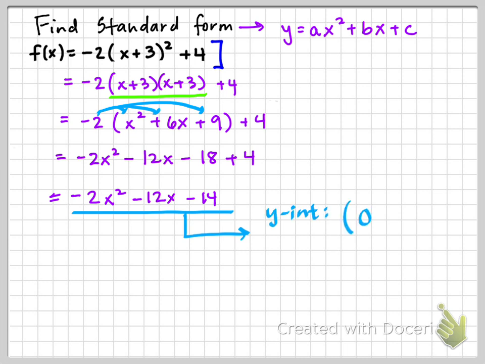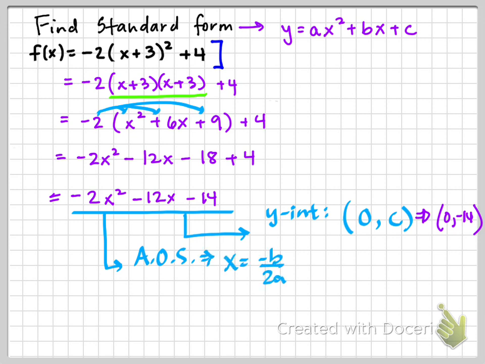The y-intercept is 0, c. So in this case, we would say that this answer is going to be (0, negative 14). You can calculate the axis of symmetry quite easily. You just need to know the formula to do that. That's going to be x equals negative b divided by 2a.